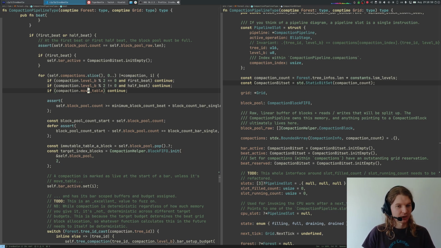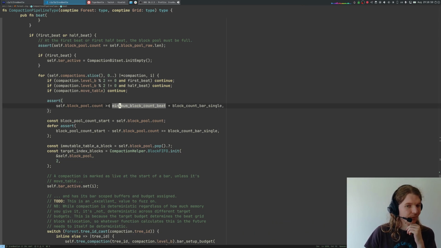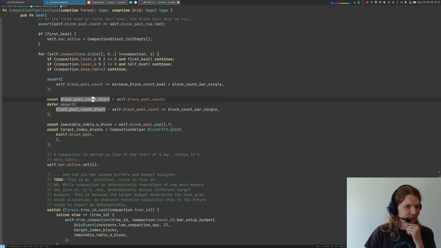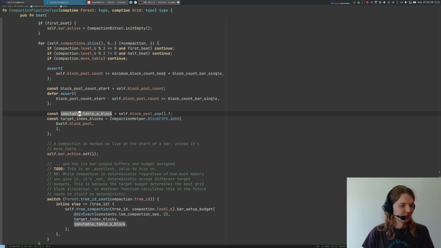Okay. If we want to move table, then we don't need to do our budget in setup because we know that we actually are not going to do any kind of I/O. Block count, block pool. Okay, I still don't understand what it is doing. Okay, well, now it makes clear.